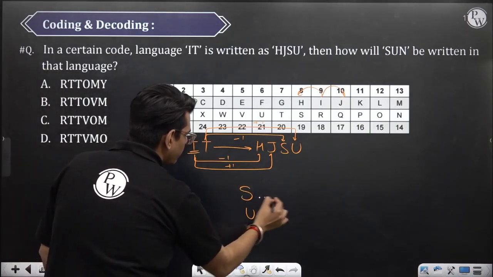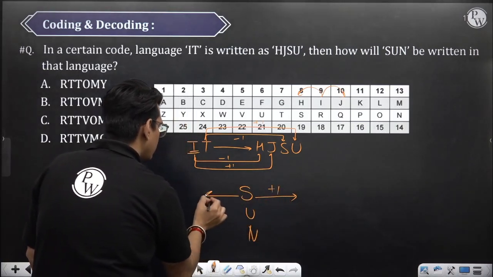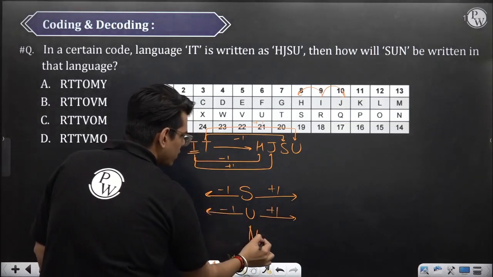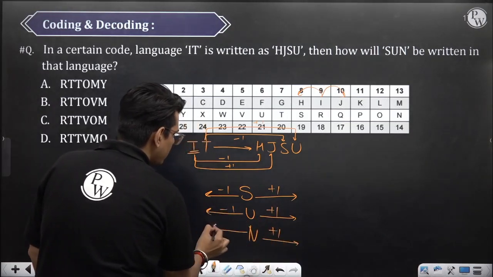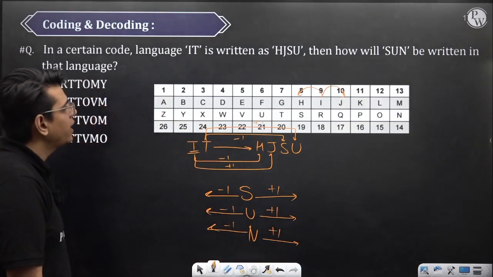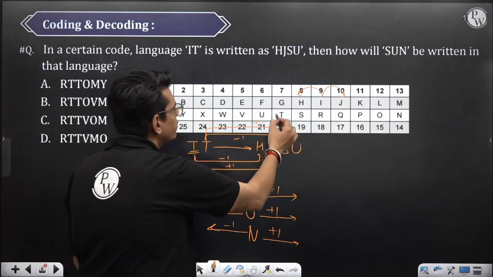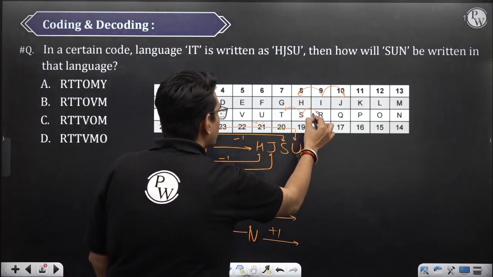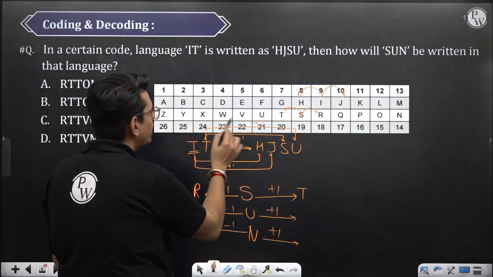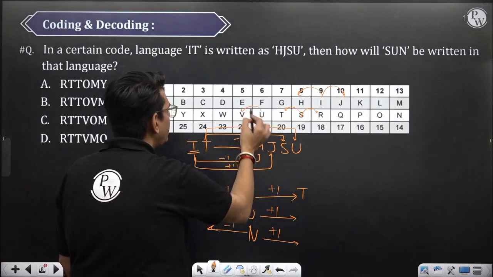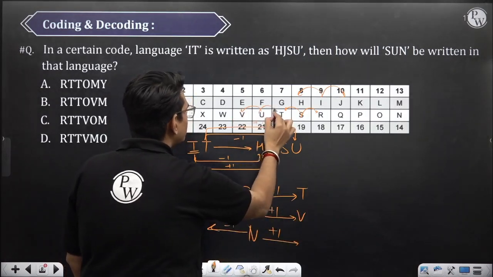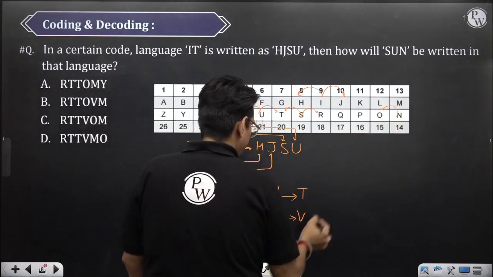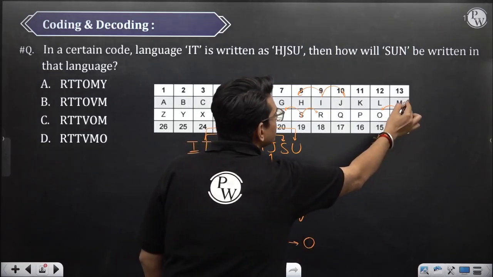SUN. So we will need to find plus 1, minus 1. Similarly, for U, we need to find plus 1 and minus 1. For N, we need to find plus 1 and minus 1 again. So where is S? S is here. Plus 1 is T, minus 1 is R. U, where is U? Plus 1 is V, minus 1 is T. Then N, plus 1 is O and minus 1 is M.